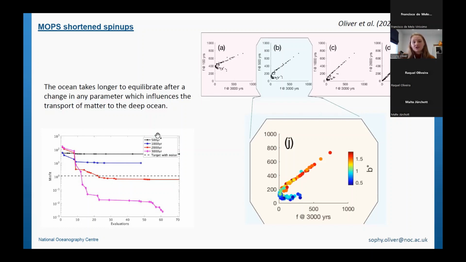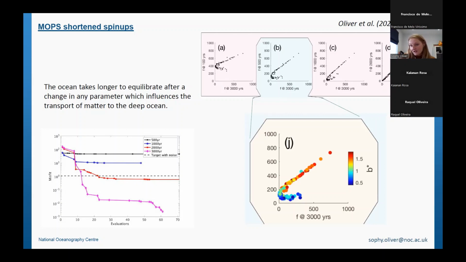And I tried to understand why, and it's to do with this equilibration of the deep timescales, the long timescales of the deep ocean. So up here on the right, these 4 plots here, I'm just going to explain this one first. I evaluated the MOPS model at multiple locations within the 6-dimensional parameter space and calculated the misfit. So here we have the misfit values after 3,000 years and the misfit values after 2,000 years.